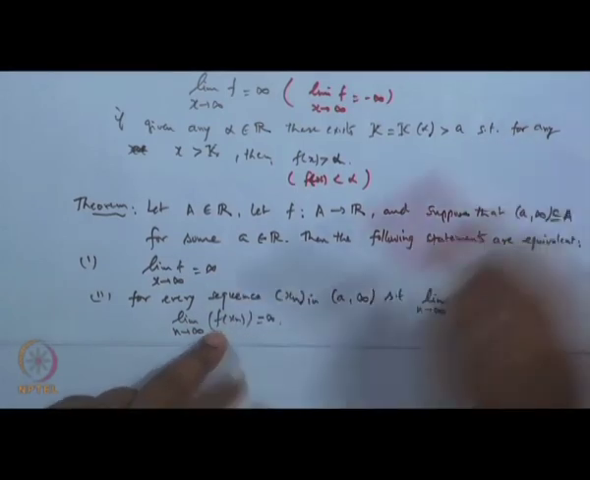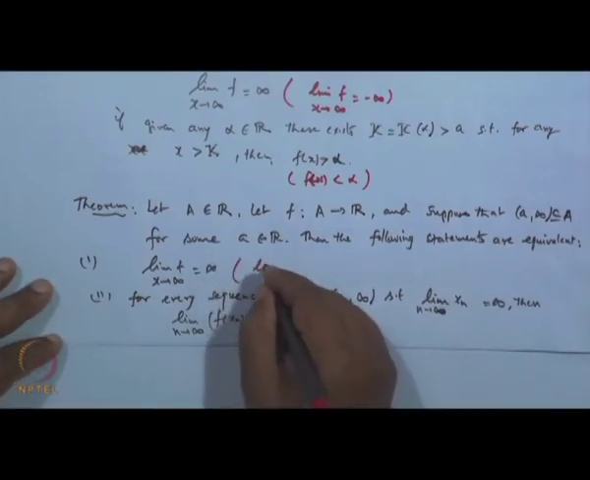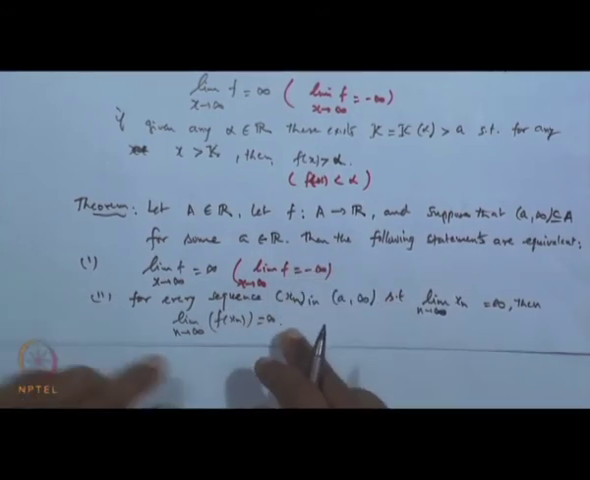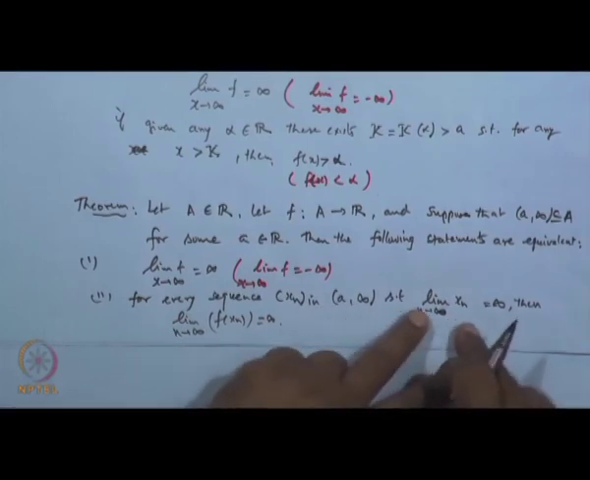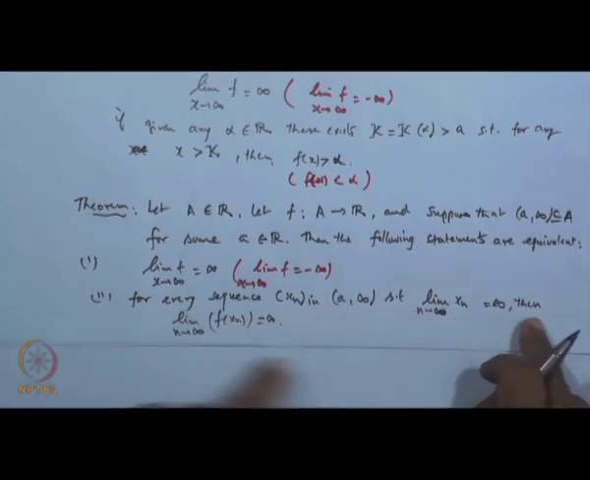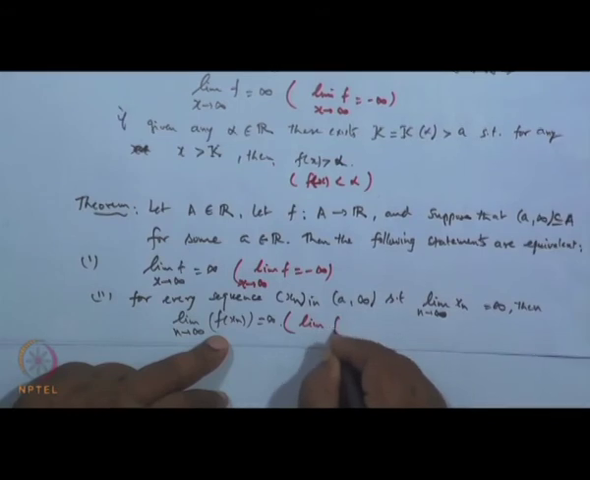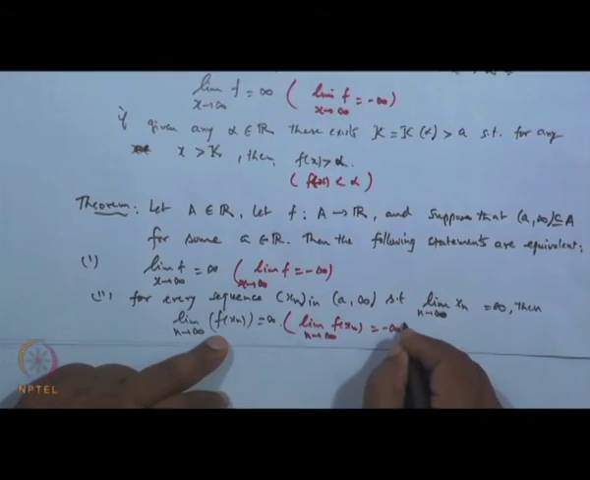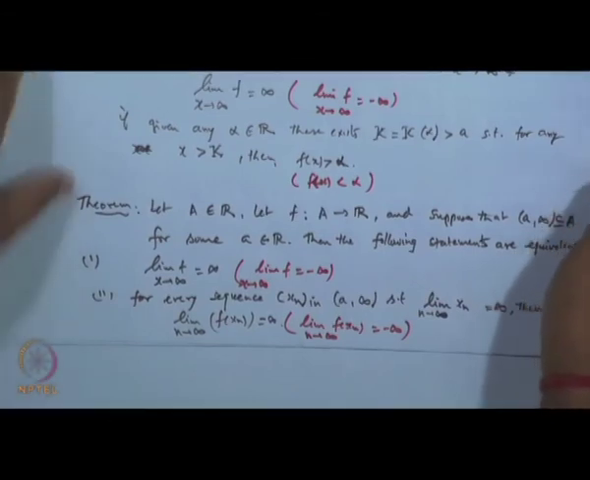If we want the limit of f when x tends to infinity to be minus infinity, equivalently we can say for every sequence xn in A infinity, such that the limit of xn is infinity, then the limit of f of xn as n tends to infinity will be minus infinity. This is the equivalent way, respectively. Clear? So, the concept is this one.